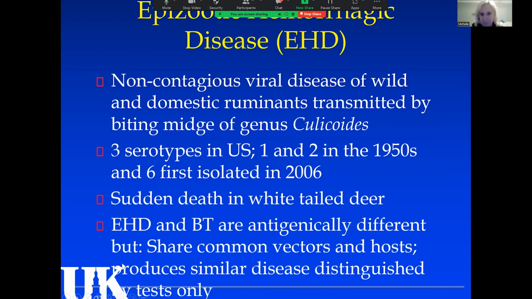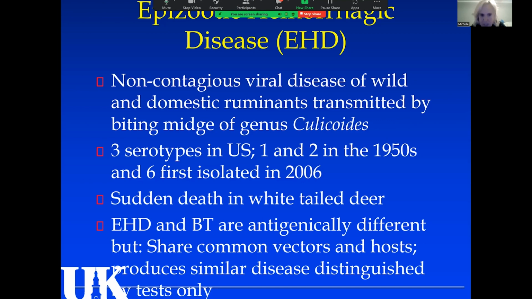So EHD, focusing on this one first, is considered non-contagious because it doesn't go from one animal to the other except through this vector, the midge. It's a viral disease of wild and domestic ruminants. There are 3 serotypes in the United States: EHD 1 and 2, discovered back in the 50s, and then a new one, EHD 6, first isolated in 2006. So we have a different strain that is starting to filter in, which makes the disease worse. Whenever you have a new strain, it tends to be worse in the animals.